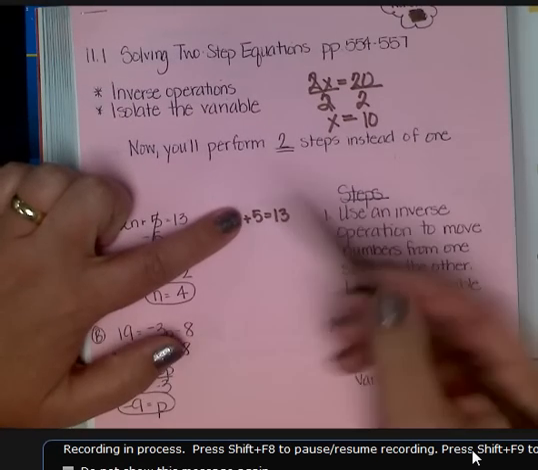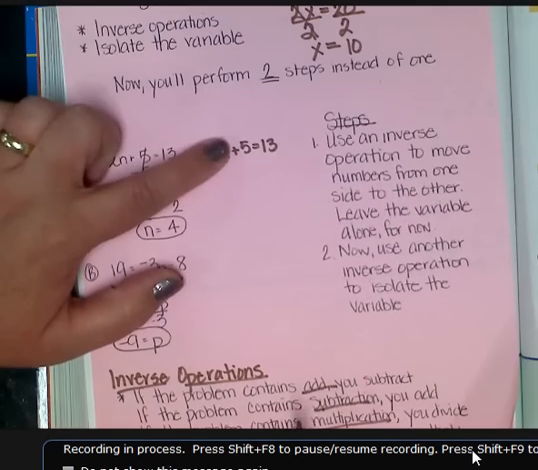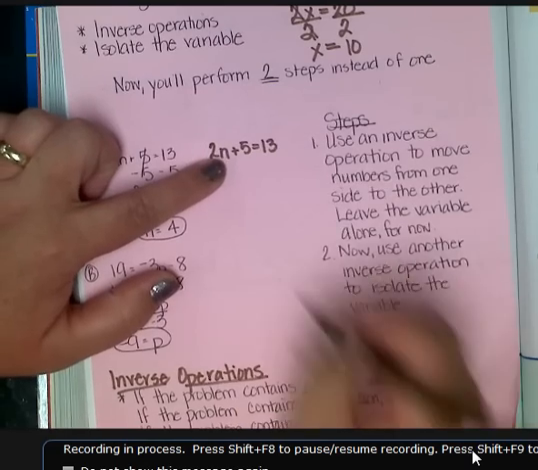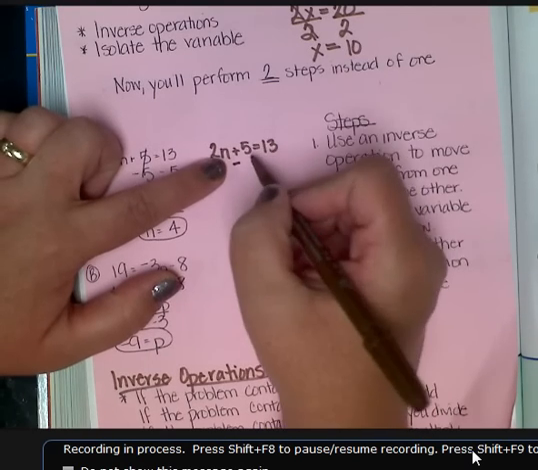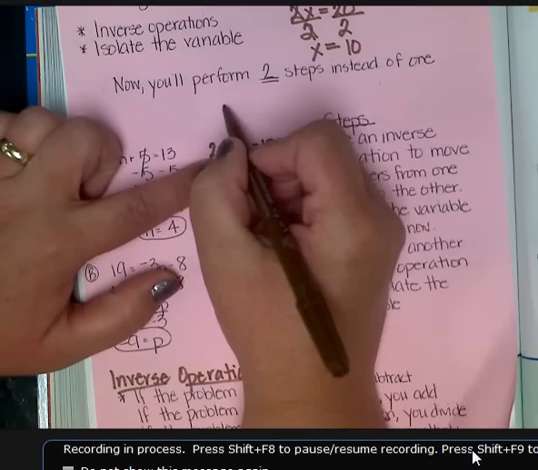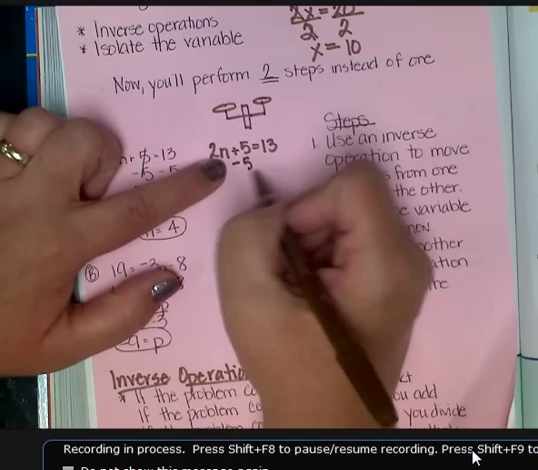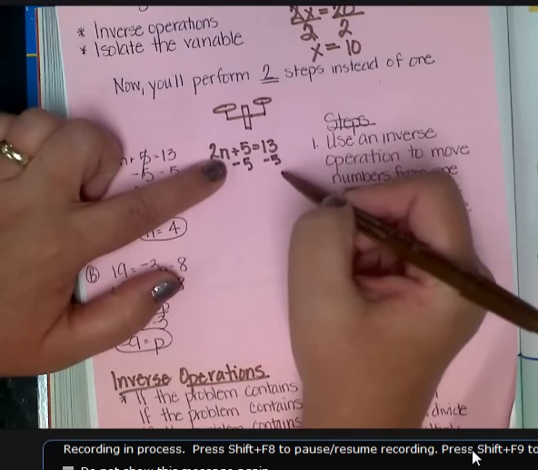And so then you think, well, I have positive 5 here, and I want to get rid of it. Well, down at the bottom, it says if our problem contains addition, we subtract. Well, this is addition. The opposite or inverse of addition is subtraction. So we're going to subtract, and we're going to subtract this number, which is 5. We don't do it just from one side because, remember, we have to keep our scale balanced. So whatever we do to one side, we have to do to the other. So we're going to take 5 away from both sides.